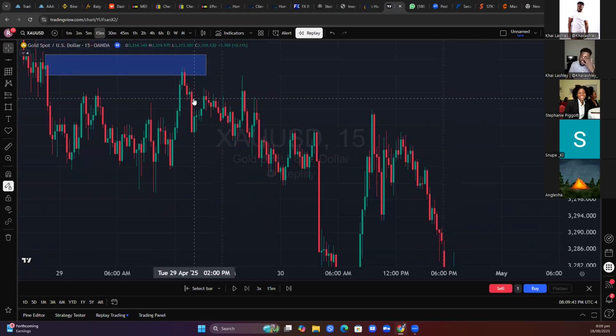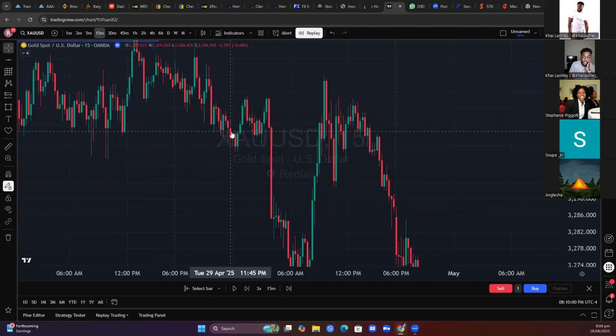Just look for the imbalance, right? Imbalance was created here, right? Imbalance was created here. Price came up, boom, filled the imbalance, continued to go down, right? Pushed right back up, dropped again. Like you're seeing it here, how it occurs. Okay. Price created imbalance here, left imbalance here as well.